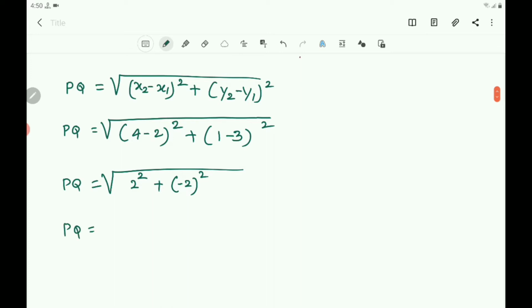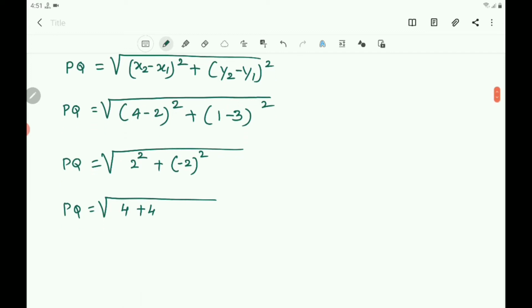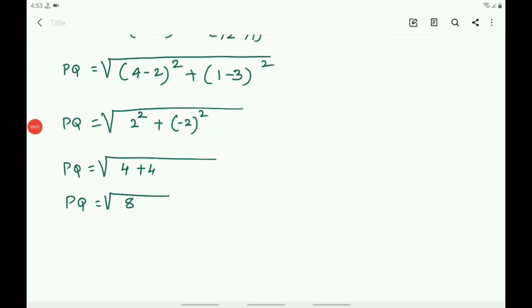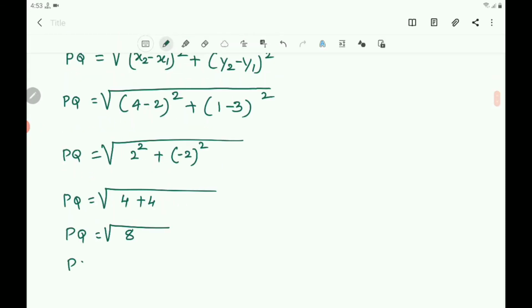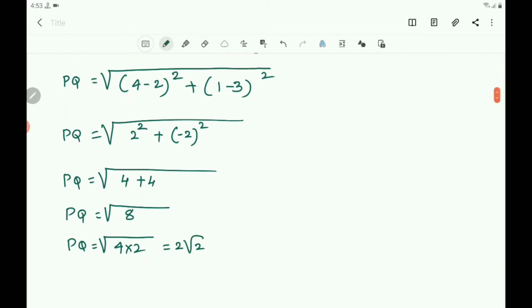Then PQ equals, 2 square value is 4, (-2) whole square value is also 4. 2 into 2 is 4, minus 2 into minus 2 is also 4. Then you got PQ equals root of 4 plus 4, root 8. You can write root 8 as it is, or otherwise, root 8 is root of 4 into 2, root 4 is 2, so 2 root 2. So root 8 you can write as 2 root 2.